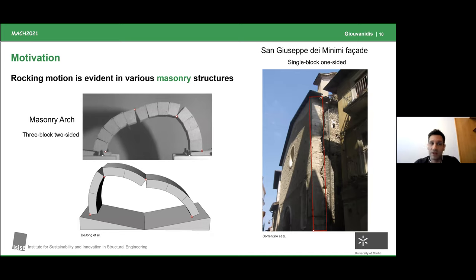Of course, it's evident in masonry arches, which we can simulate again as a three-block mechanism, and in masonry facades, where due to the weak connectivity between the facade and the remaining structure, during an earthquake, the facade disconnects from the remaining structure and exhibits one-sided rocking.